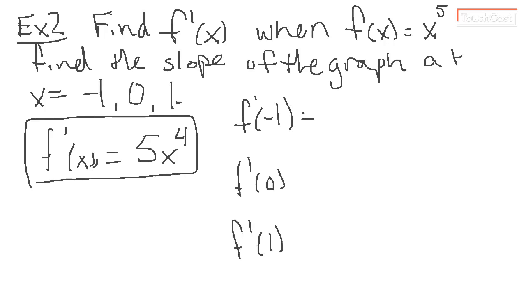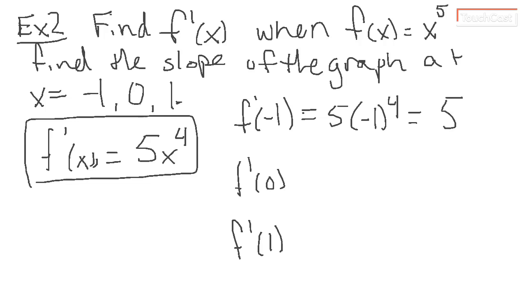of 1. So all we're going to do is we're going to take the derivative function we found and replace x with these values. So f prime at -1 is going to be 5 times -1 to the power of 4. Well, -1 to the power of 4, that's 1. And 5 times 1 is 5.